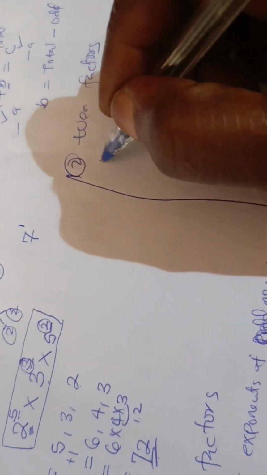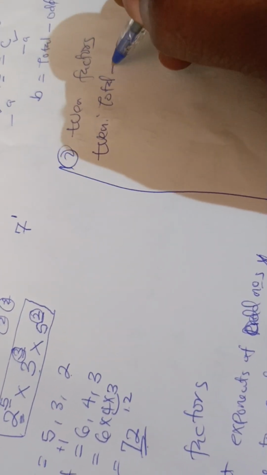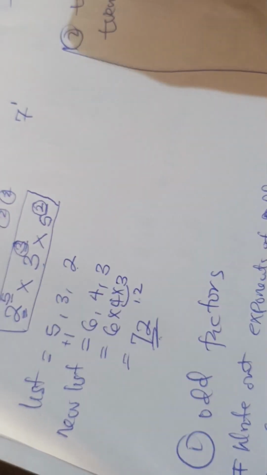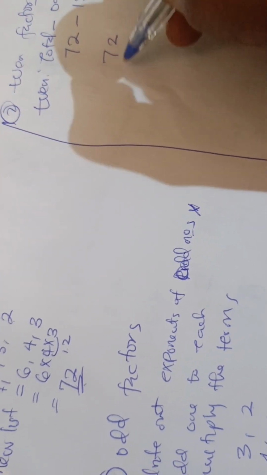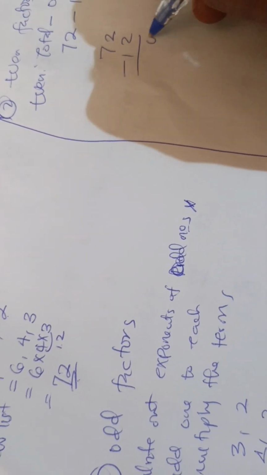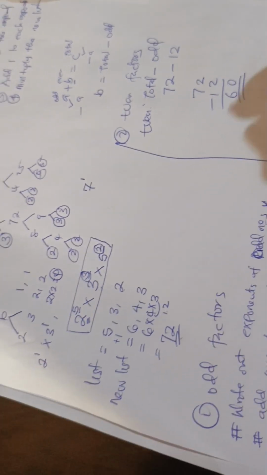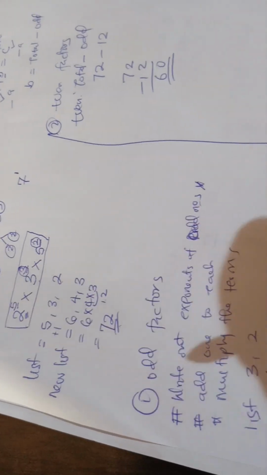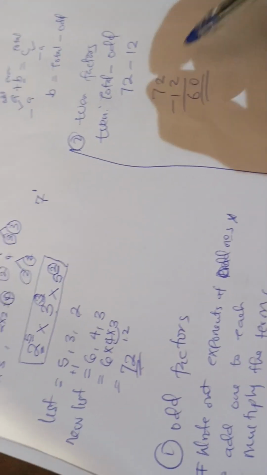So the even factors are the difference between total and odd. Remember, our total is 72 and our odd is 12. So 72 minus 12 gives us 60. In total, we have 72 factors for 21,600, 12 are odd, and 60 are even.